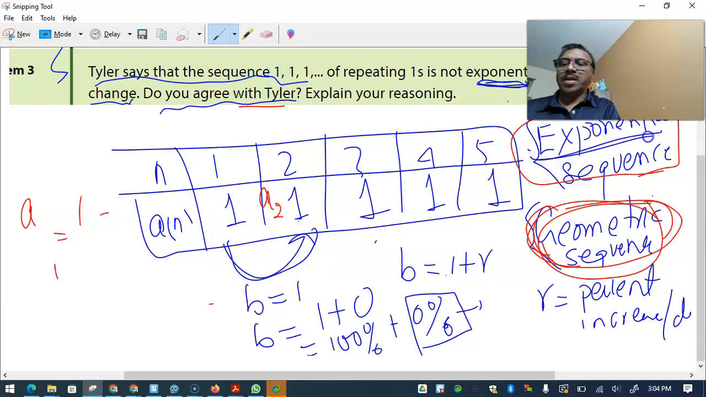So this is not exponential because there is no percent increase or decrease. The b stays 1. So the actual reasoning we could give is that there is no percent increase or decrease, so we don't agree with Tyler's reasoning. The actual reasoning is that. Hope that helps. Let's do problem number 4.